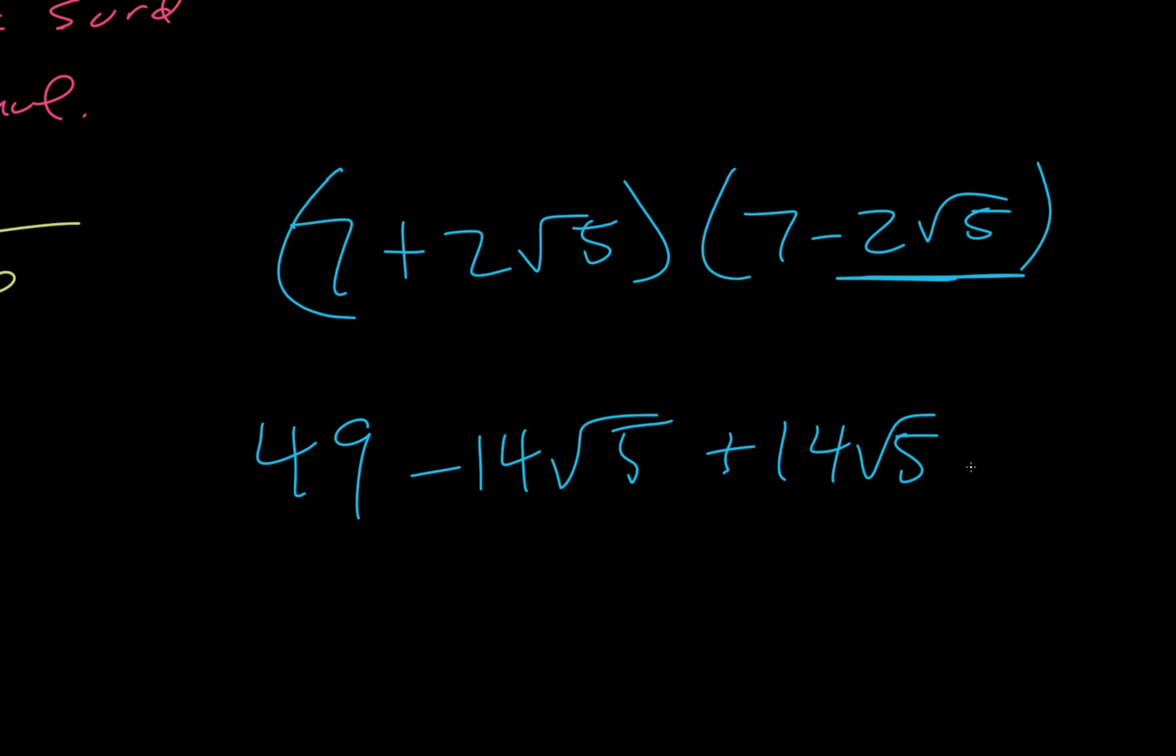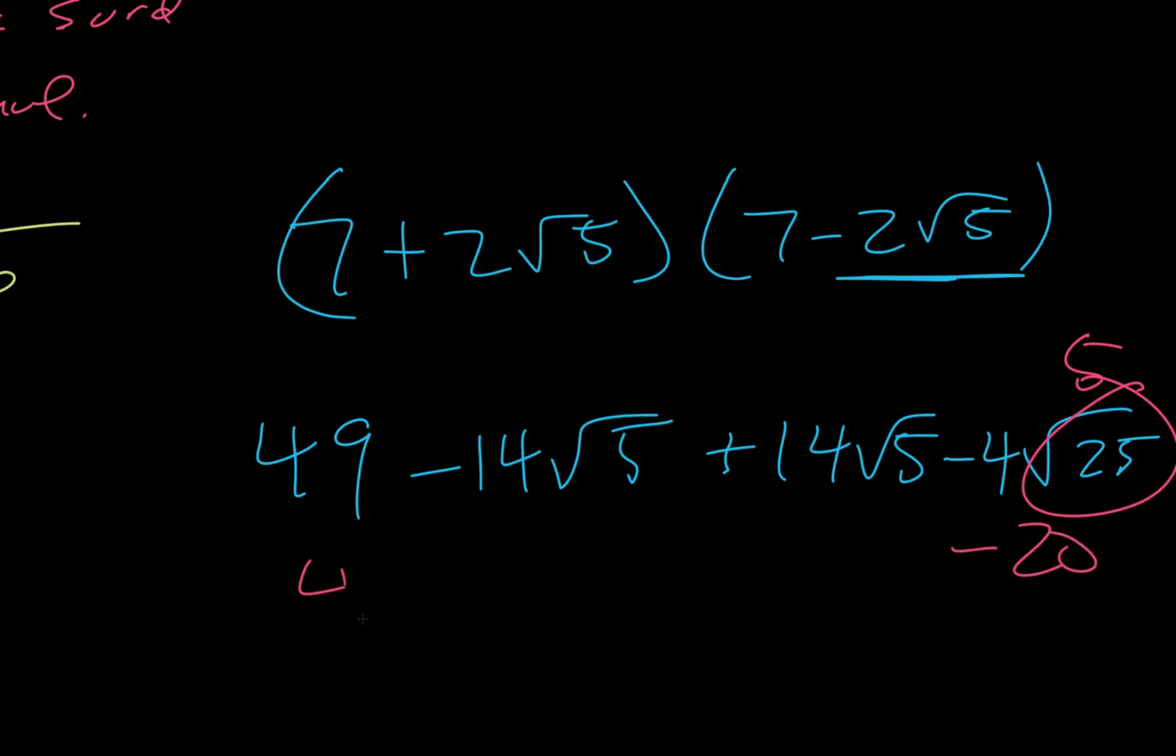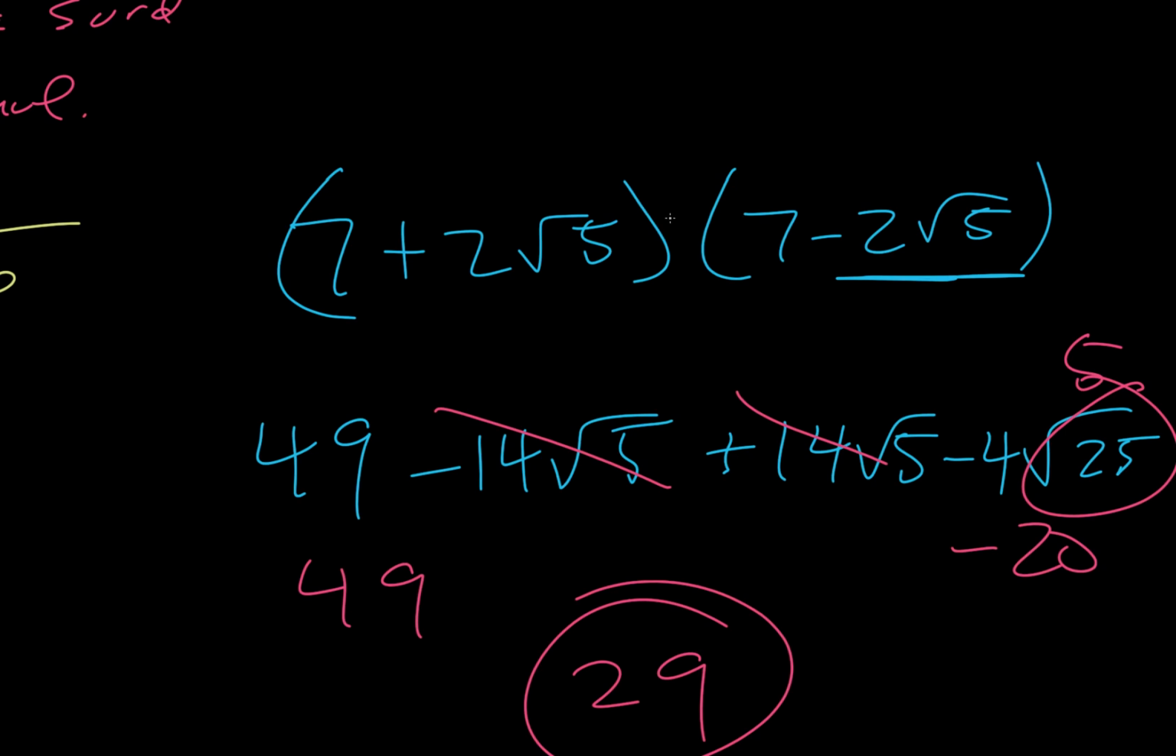And then this times this will be negative 4 root 25. Root 25 turns into a 5. 5 times negative 4 is negative 20. These cancel each other, and so it's just 49 minus 20, which is 29. Now, I just want to state one more thing.